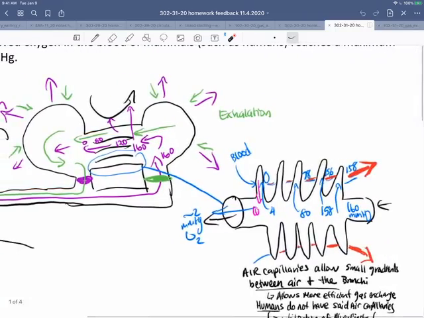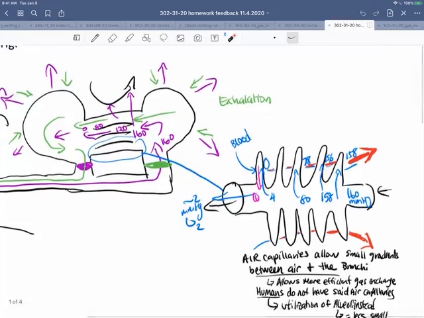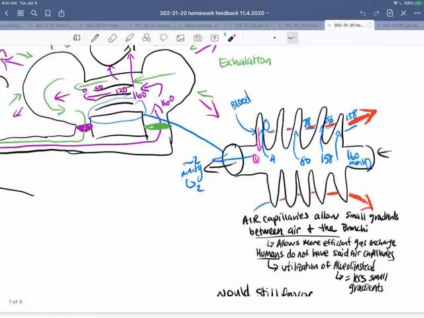If we zoom in on the parabronchi, we have air at 160 millimeters of mercury here, and the blood manages, it's not quite a perfect countercurrent exchange, so it doesn't quite get to this, but it does do much better than blood in a mammal. It can get up fairly close to that. And so the whole point is that the air capillaries and the one-way flow of air allows more oxygen into the blood.